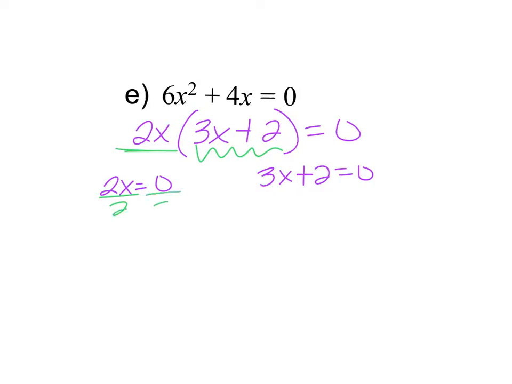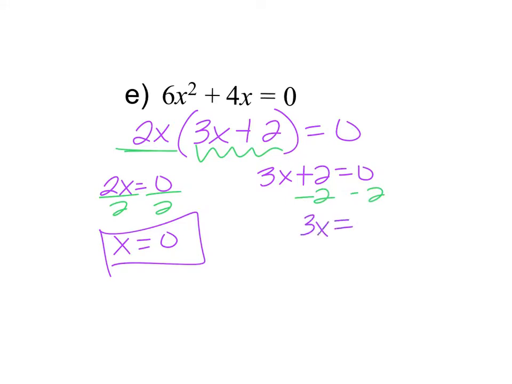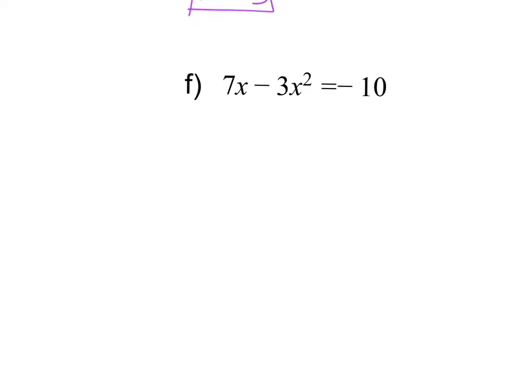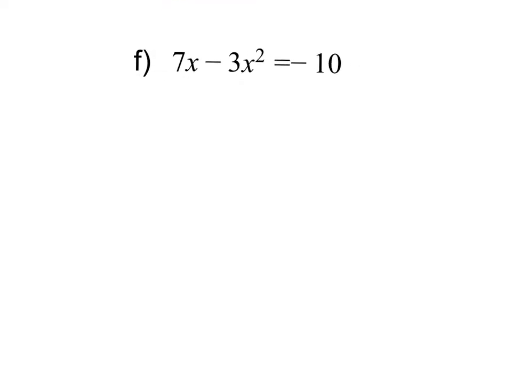Divide both sides by 2, so x equals 0. There's 1, sweet. Subtract 2 from both sides, so 3x equals negative 2. Divide by 3, so x would be negative 2/3. Another fraction. Okay, last one. Letter F. Of course, I can make it easy on you.